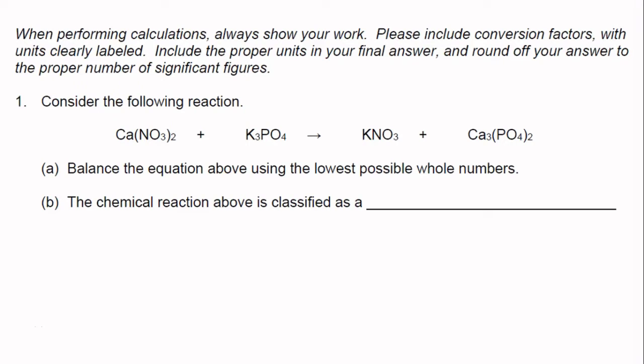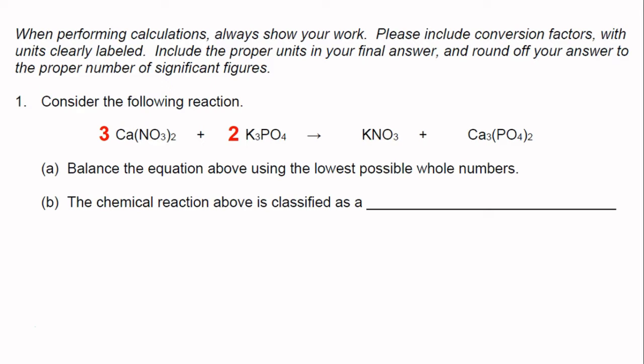All right, number 1, consider the following reaction. Part A, balance the equation using the lowest possible whole numbers. So I see 3 atoms of calcium on the right, so we'll go ahead and put a 3 in front of the calcium nitrate on the left. I see the PO4, which is called phosphate, is surrounded by parentheses and multiplied by 2 on the right. Let's go ahead and balance the PO4 by putting a 2 in front of the potassium phosphate on the left.